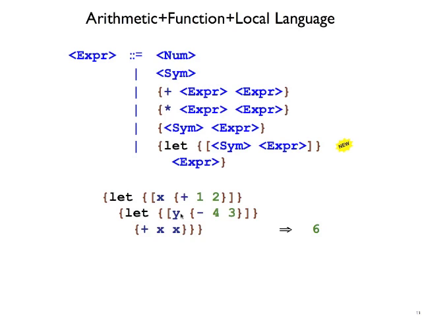If I change this inner one to y, now the closest x is the one out here, and so both of these x's are 3 to get 6.